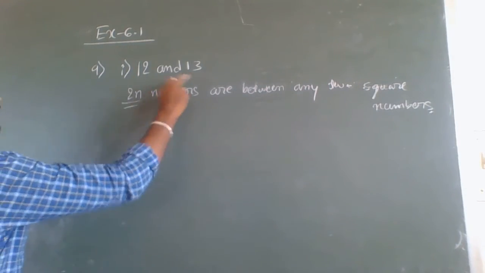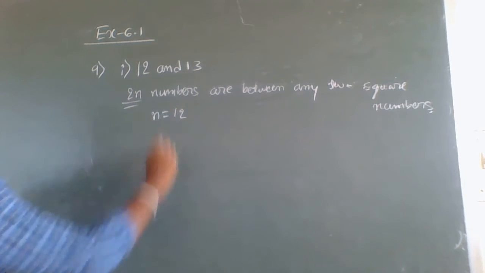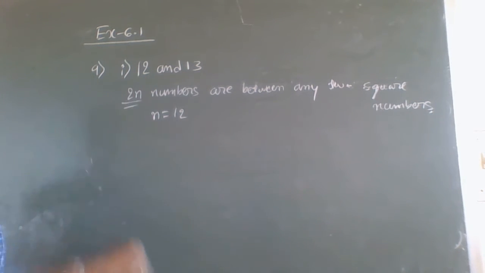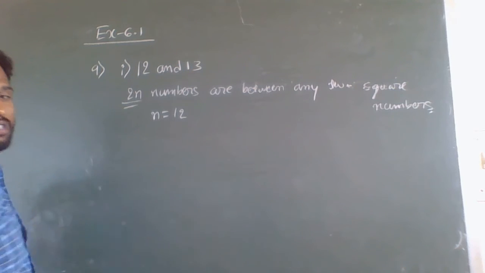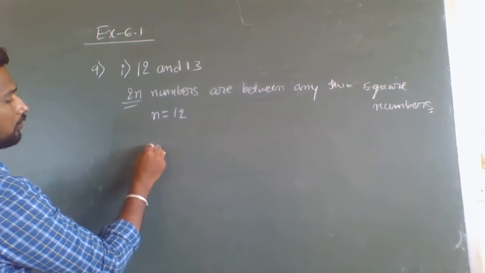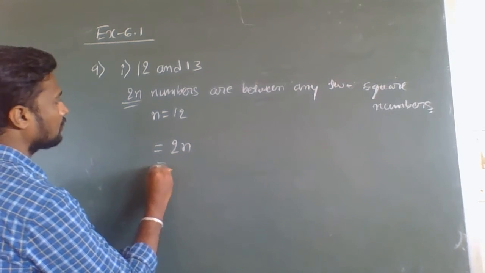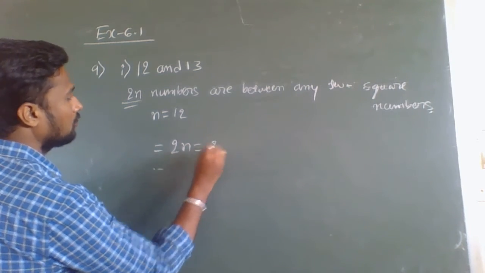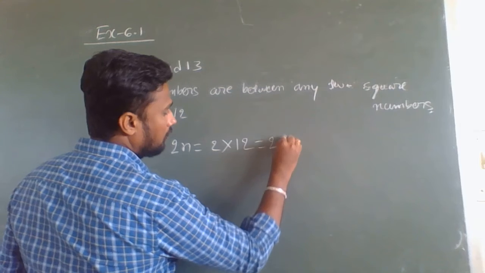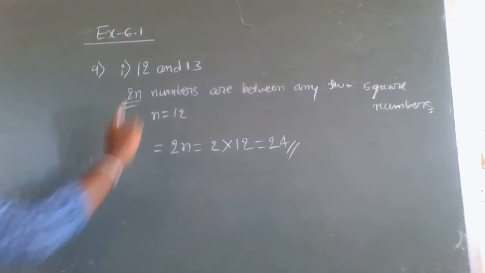So the formula is 2n. Here, what is the n value? Here in this problem, n value is equal to 12. Why? Here this 13 is the n plus 1 value. This 13 is 1 greater than 12. Therefore, 13 is the n plus 1 value and n value is 12 here. Therefore, numbers between 12 and 13 equal 2n, which is 2 into 12, equals 24. So there are 24 numbers between the squares of 12 and 13.